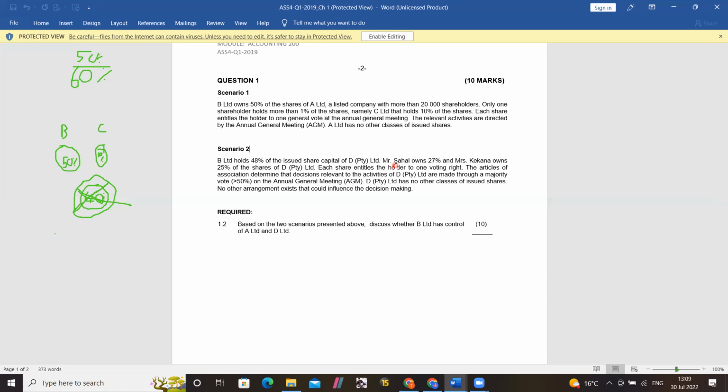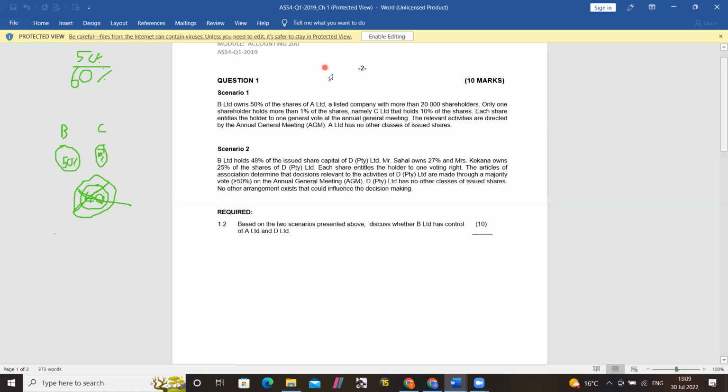And then D has no other classes of issued shares, right? And then no other arrangements exist that could influence decision making. So we know that decision making is only influenced via these voting rights, right? So we don't have a complex arrangement, this is voting rights.